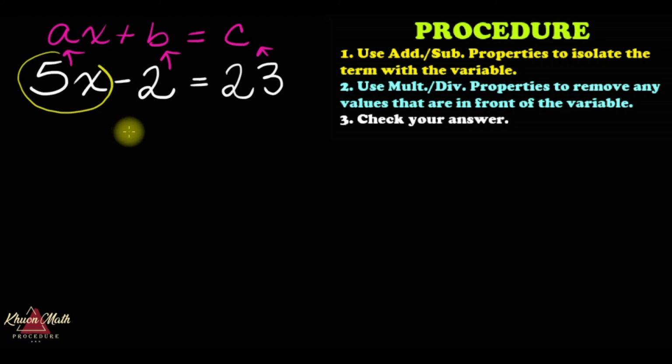So how do I make the negative 2 go away? Well, you do the opposite. So what's the opposite of negative 2? Well, that would be plus 2. So opposite of negative 2 is plus 2. So if you add 2 to the left, you have to add 2 to the right side of the equal sign.